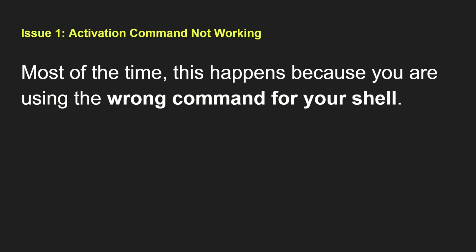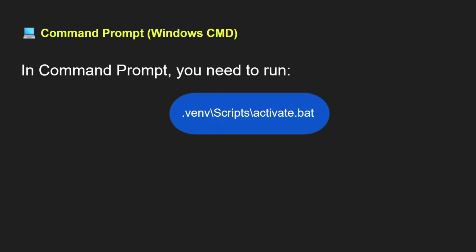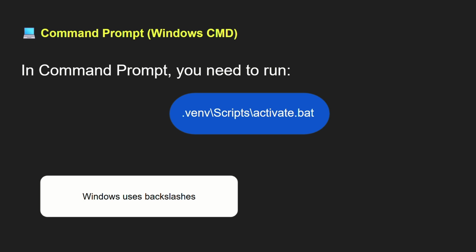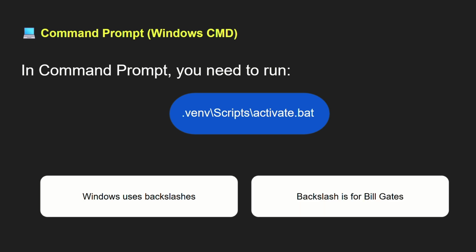In command prompt, you need to run this command: .venv/scripts/activate.bat, and here's a simple way to remember this. Windows uses backslashes. You can think of it like backslash is for Bill Gates. Now, if you just type activate or use a PowerShell command here, it will not work because command prompt uses .bat files, not PowerShell scripts.